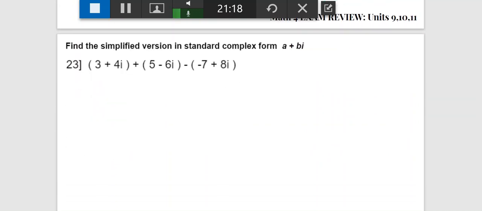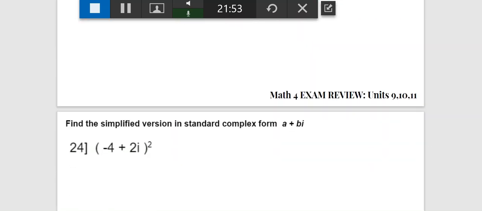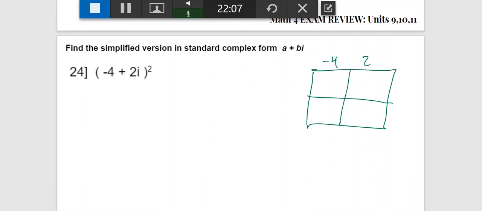All right, down to complex numbers. All right, 3 plus 5 is 8, plus 7 is 15. 4i minus 6i is negative 2i, minus 8i is negative 10i. You just got to watch your signs. Remember that that negative distributes on both of those. All right, negative 4. We're going to do it that way. Negative 4 plus 2i.